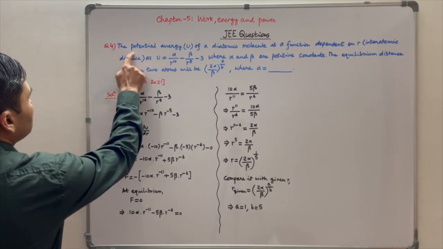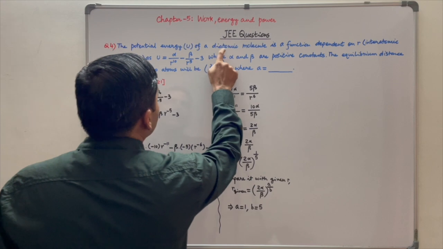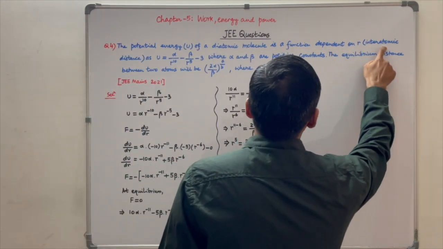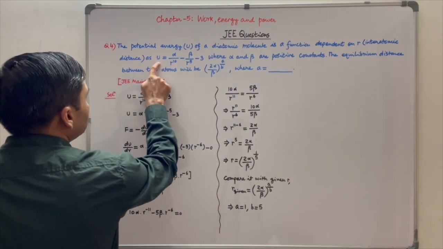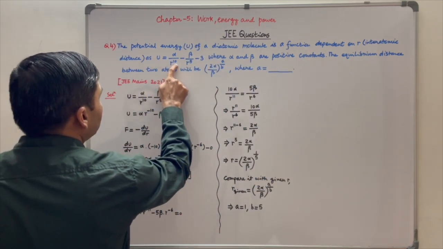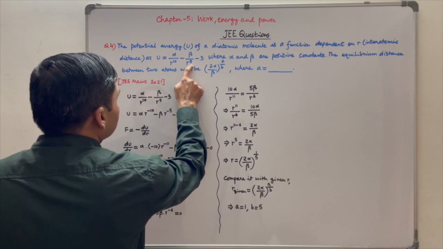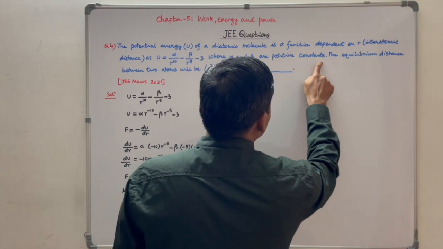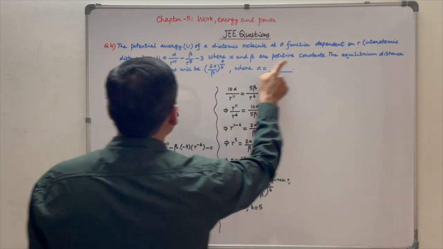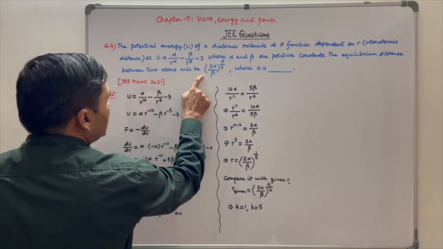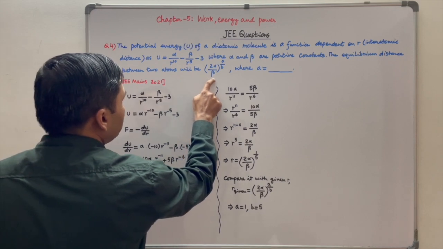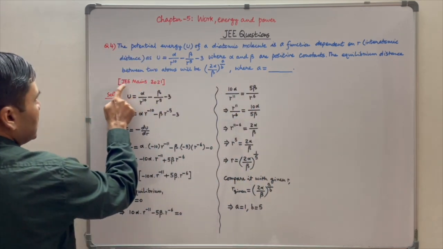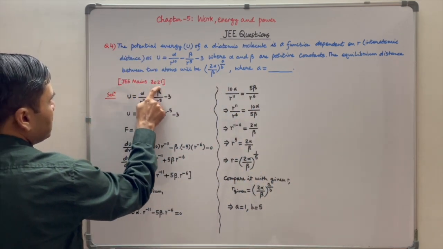Fourth question. The potential energy U of a diatomic molecule is a function dependent on r, interatomic distance, as U is equal to alpha by r to the power 10 minus beta by r to the power 5 minus 3, where alpha and beta are positive constants. The equilibrium distance between two atoms will be 2 alpha by beta to the power A by B, where A is equal to dash. This question was asked in JEE Mains 2021.